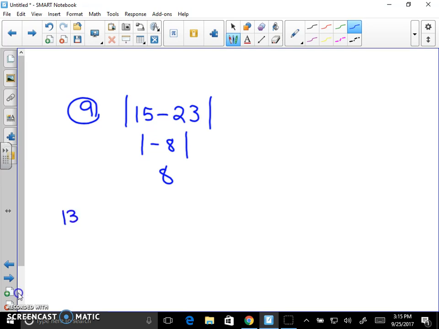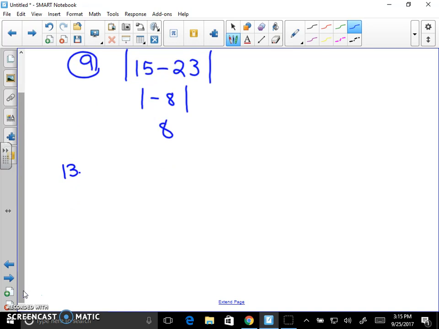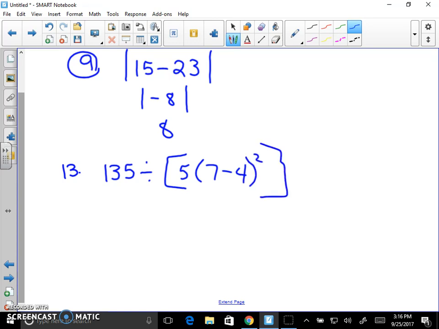So we're on number 13. Let me make sure I have enough room here. So the problem is 135 divided by, we have a grouping symbol. Okay, so let's take a look at this problem. Wow, we have the brackets and then we have some parentheses inside. So we need to start right from the inside of this problem. So we're going to rewrite the 135, and we're going to say divided by, keep the 5, you're going to do inside parentheses, 7 minus 4 is 3. Okay, so that was your first step.